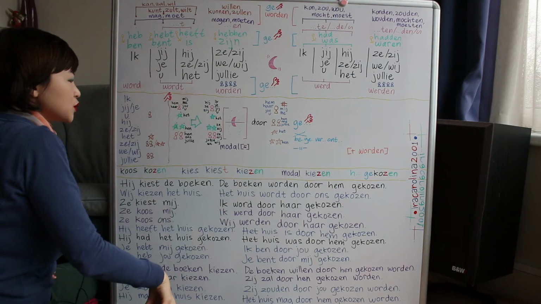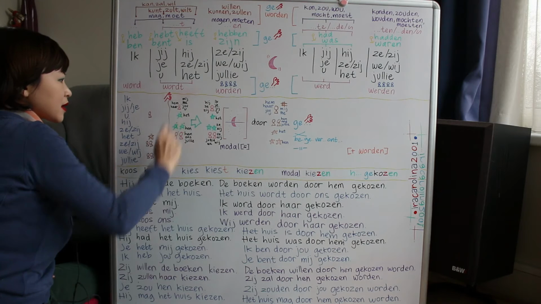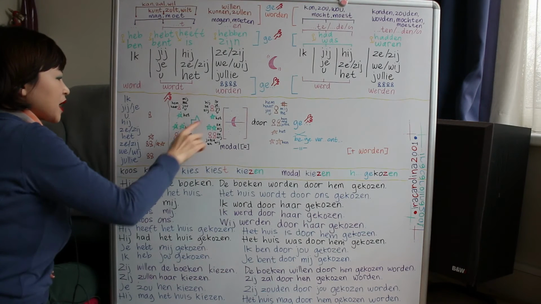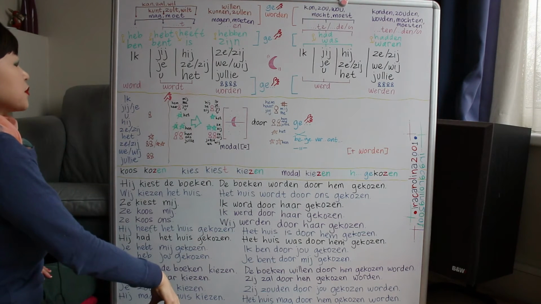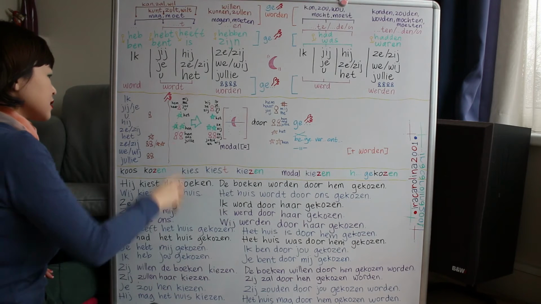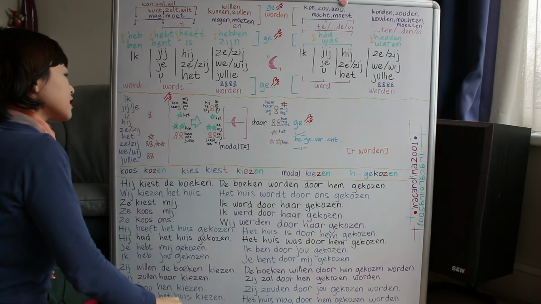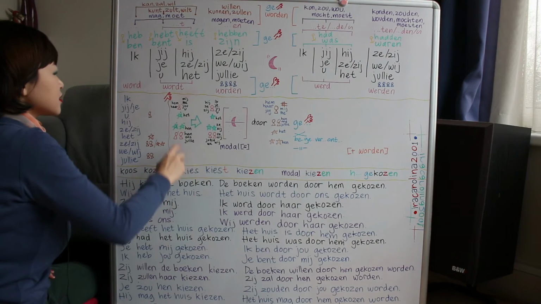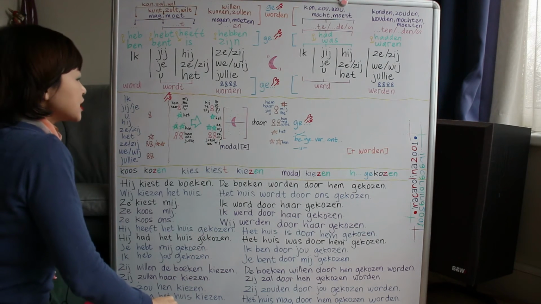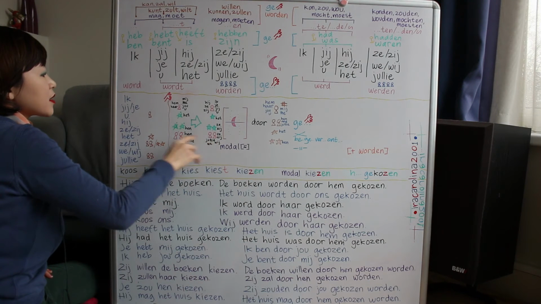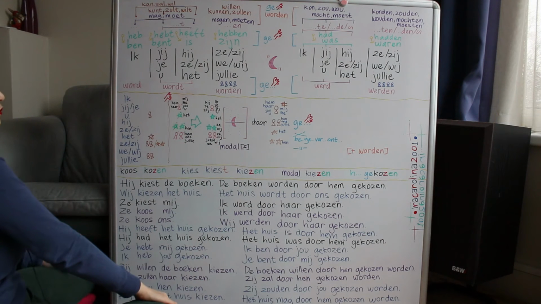U, still u. Het. Hen becomes ze or zij. Jullie, still jullie. Wij or we, it was ons.